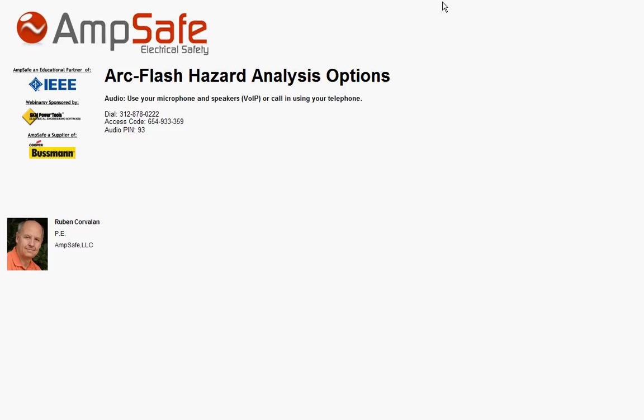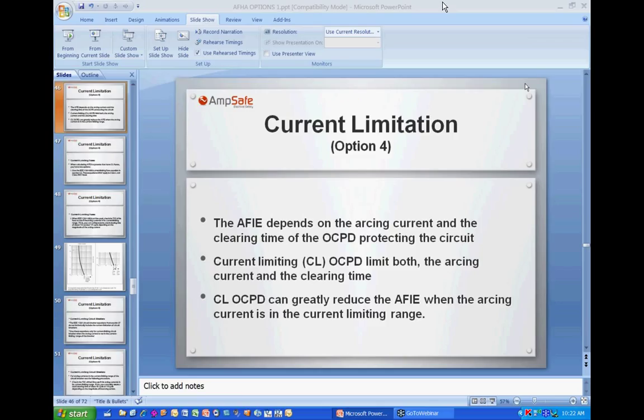Okay, we'll briefly explain what I did before. The current limitation effect of an overcurrent protection device will limit both the arcing current and the clearing time. So it is convenient to use the current limiting effect of the overcurrent protection device for the calculations. It's very, very important.